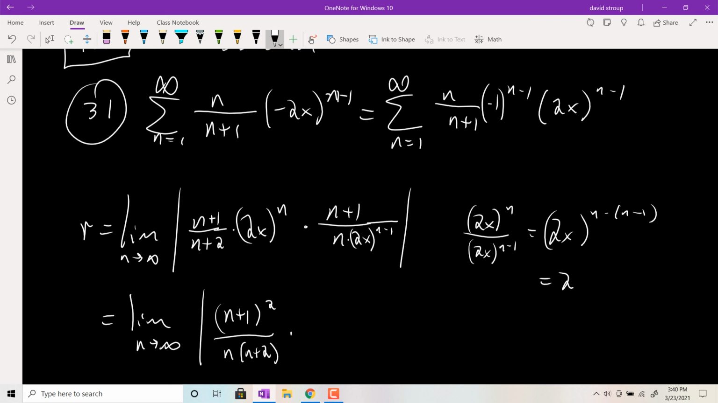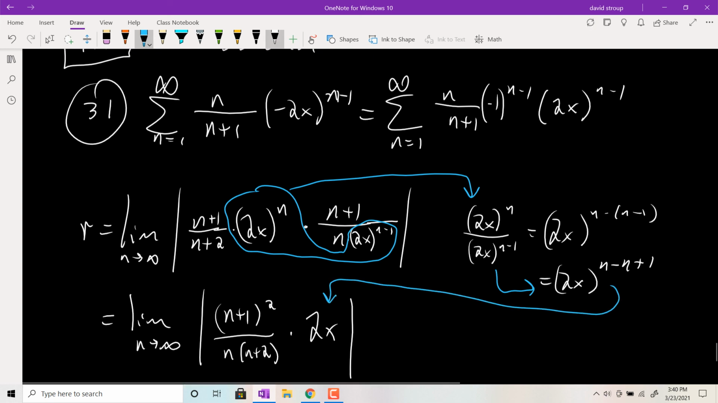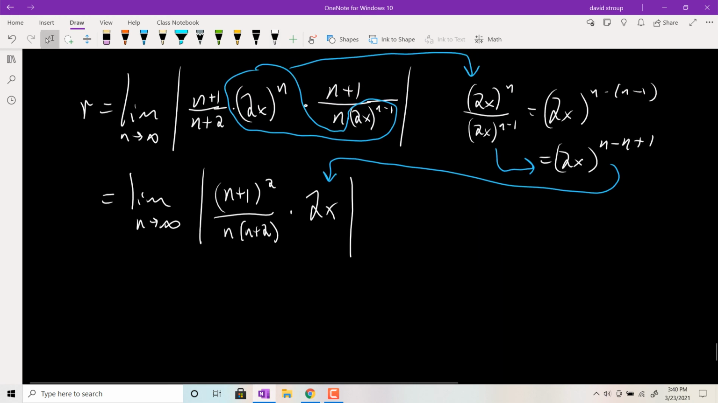We have that thing, right? So that's just going to be 2x to the first power, which is just 2x. That's from this stuff. That stuff is this stuff, which turns out to be this thing, which I then go ahead and plop right there. Okay. You can factor out the 2x part.